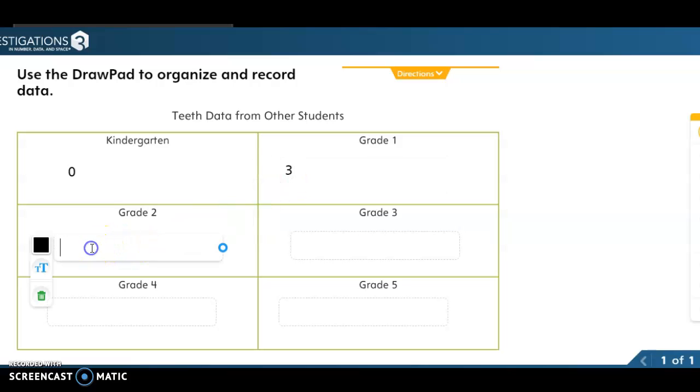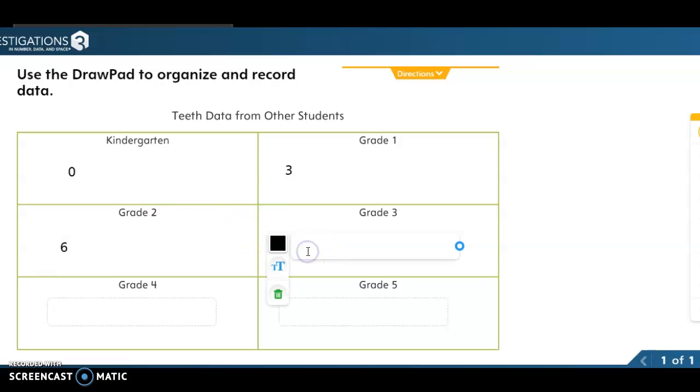Then I found a student that is in second grade. So I go right here to the second grade area, and I ask them, how many teeth have you lost? And this student at first said, oh, I've lost 2 teeth this year. And then they said, oh, wait a minute, in first grade I lost 4 teeth. So that means they had lost a total of 6 teeth overall.